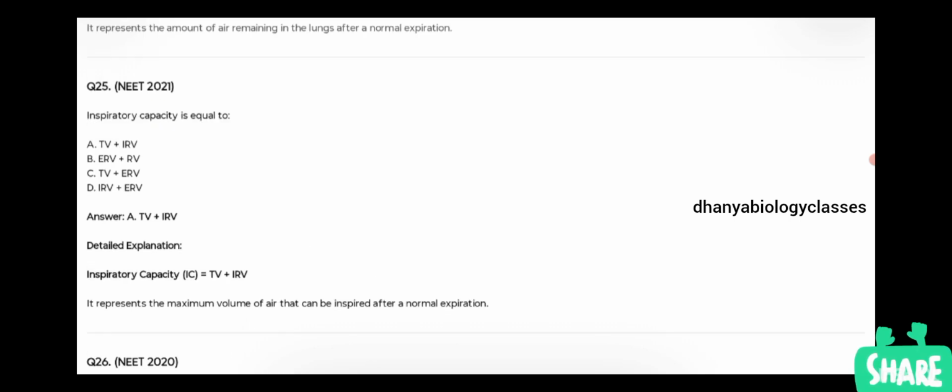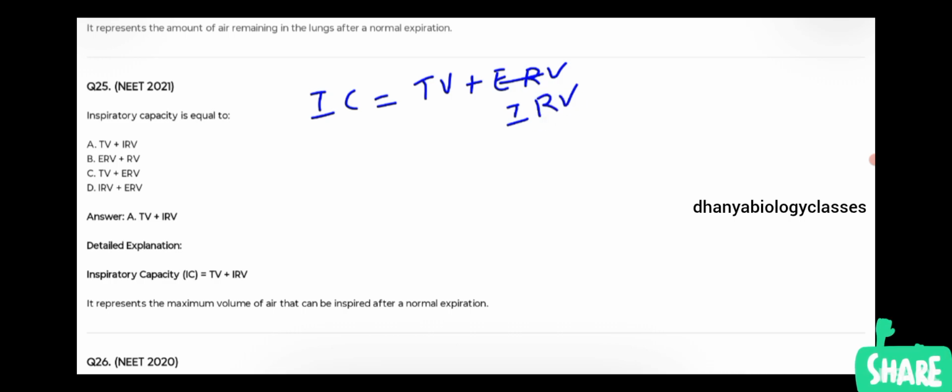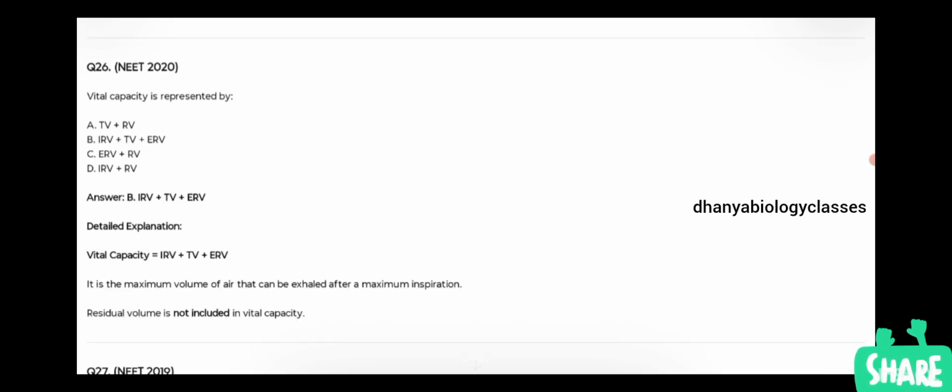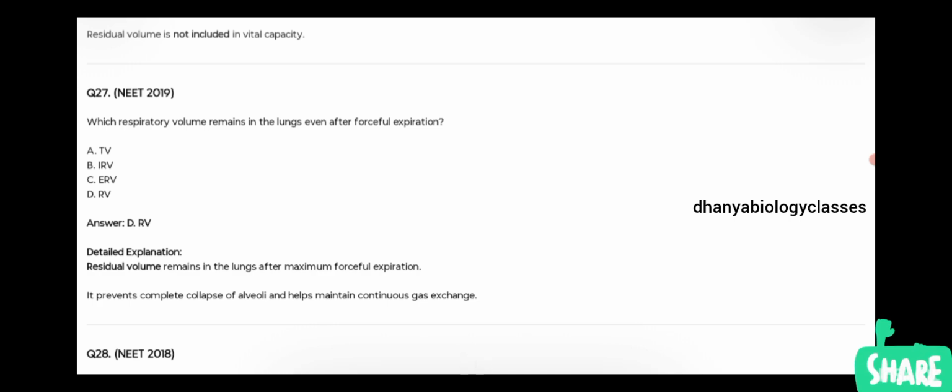Next question, inspiratory capacity, that is IC, equals what? TV plus ERV, right? Sorry, not ERV, IRV. TV plus IRV. So the first option, TV plus IRV, is the answer. Then vital capacity is represented by what? IRV plus TV plus ERV. Option B is the answer. Which respiratory volume remains in the lungs even after forceful expiration? That is the residual volume.